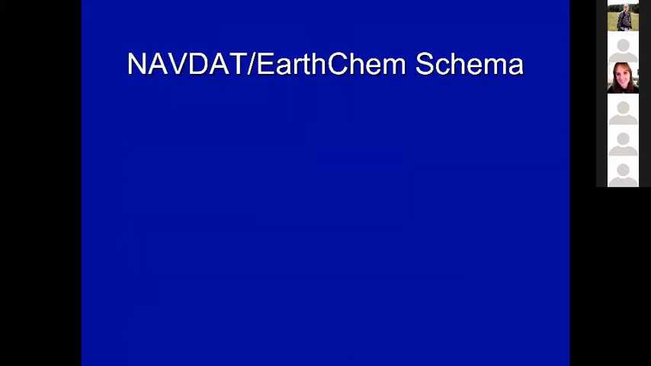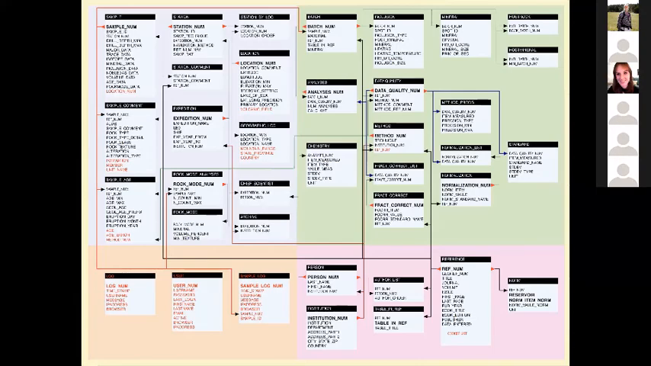So this is the NAVDAT EarthChem schema for geochemical data. And you can see that this is just a whole lot of different tables, a whole lot of places. So basically we could go from a sample and work our way through eventually to some other factor on the other side of the table, but we'd have to go through a whole lot of different tables to do this.